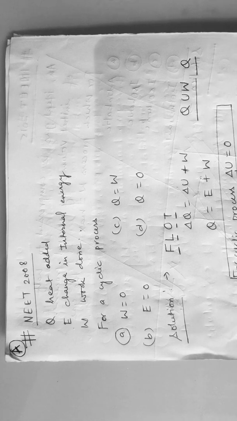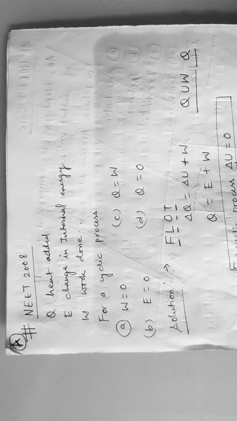Okay, so first question here, NEET 2008. Q stands for heat added, E stands for change in internal energy, W stands for work for a cyclic process. So this question is saying for the cyclic process there are four options. So let us consider what actually a cyclic process suggests.